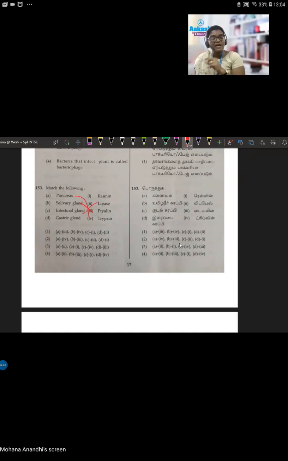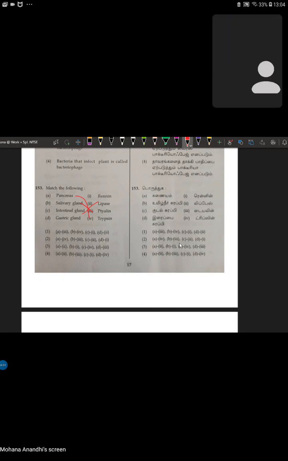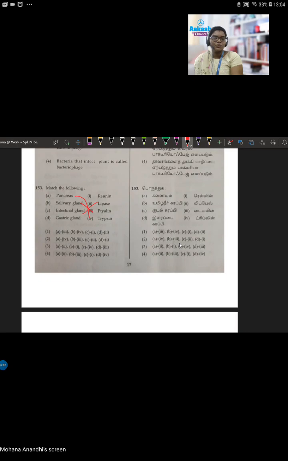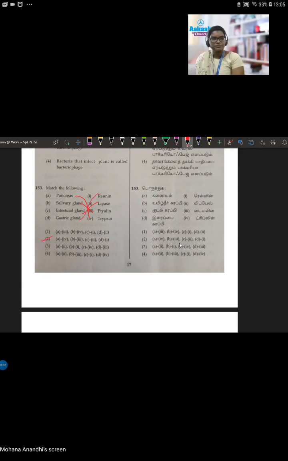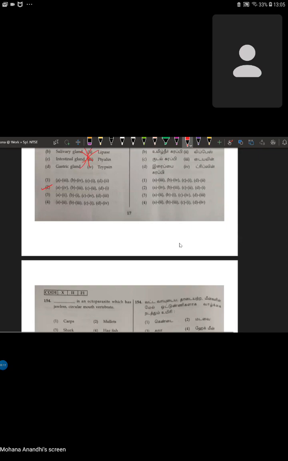We have lipase in a small amount in the gastric gland also, but the majority is found in the intestine. And gastric gland: renin, which is found in ruminants as well as in human toddlers and newborn infants to digest milk. The milk proteins are broken down with the help of renin. So the option for 153 is 2.